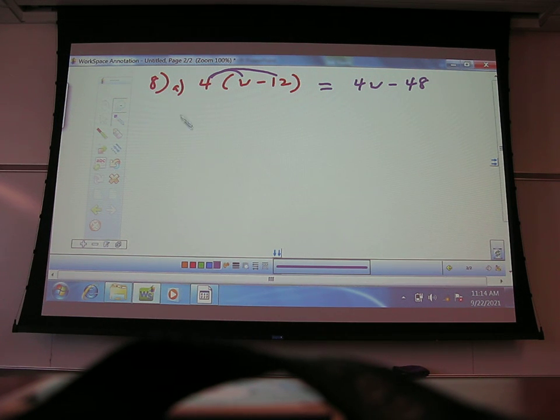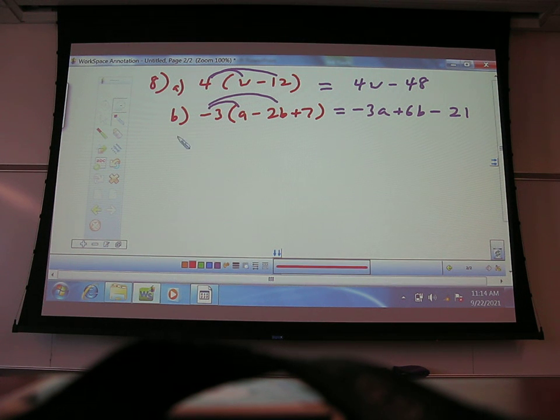And then B was negative 3 times A minus 2B plus 7. So I have the negative 3 times the A, negative 3A, and negative 3 times the negative 2B. Remember, a negative times a negative undoes the negative, which makes it a positive. So it's plus 3 times 2 is 6, so 6B. And then negative 3 times positive 7 is minus 21.